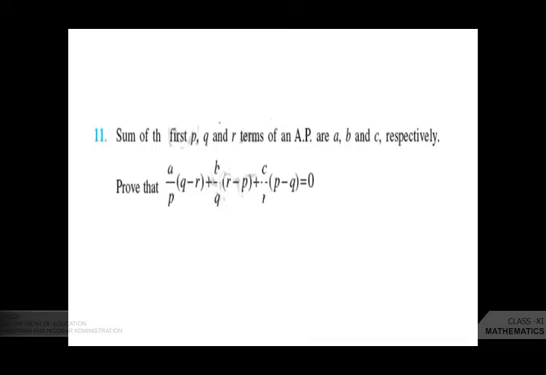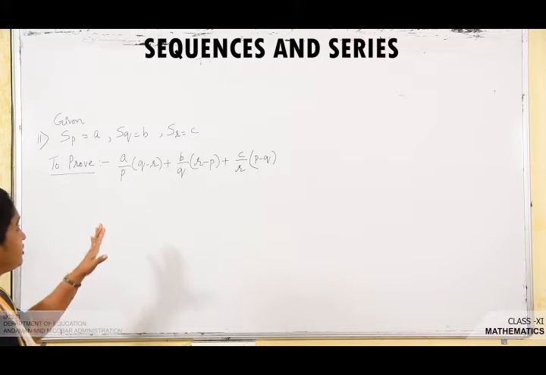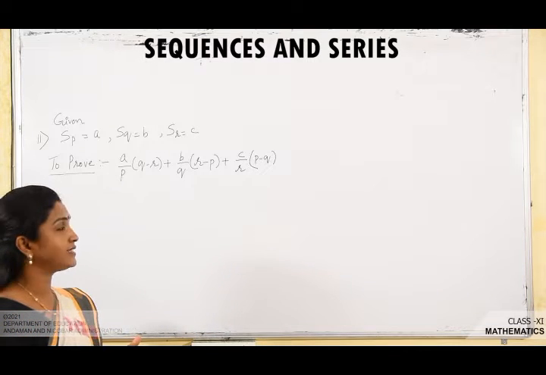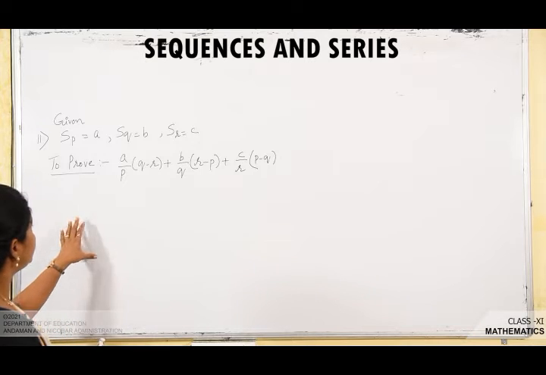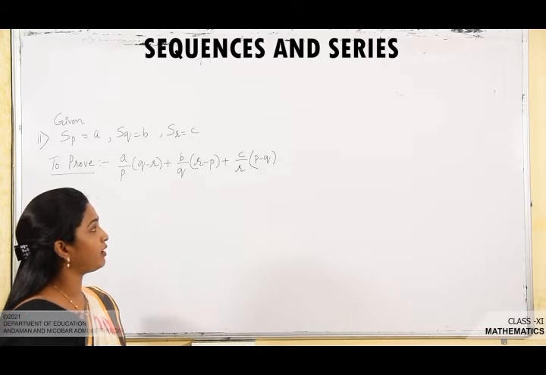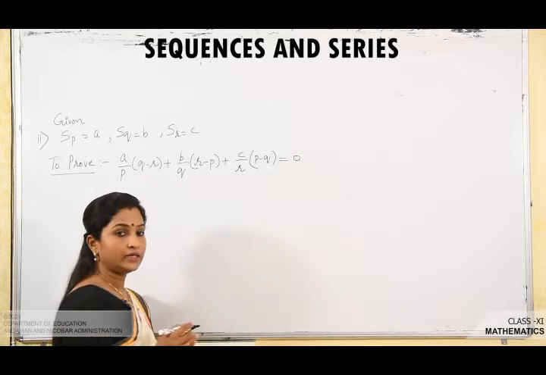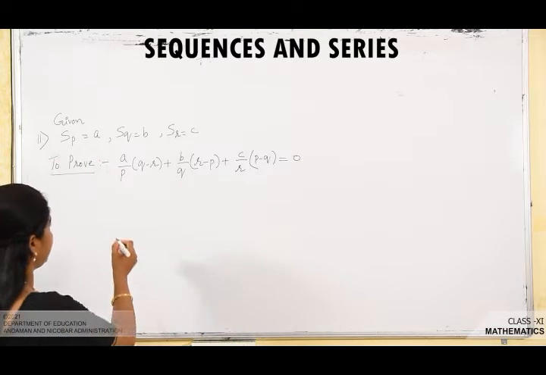You can see in my slide here, some of the first P, Q and R terms of an AP are A, B and C respectively. Prove that A by P, Q minus R plus B by Q, R minus P plus C by R, P minus Q is equal to 0. So if you see here, given is SP is equal to A, SQ is equal to B and SR is equal to C. You have to prove that A by P, Q minus R plus B by Q, R minus P plus C by R, P minus Q is equal to 0. This is what you want to prove. Okay. Now we will start with the given thing.